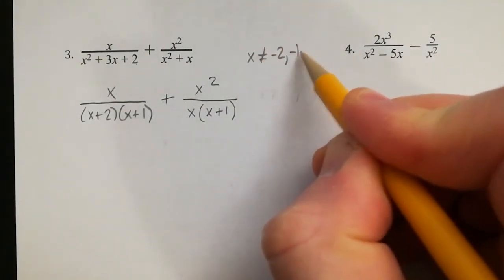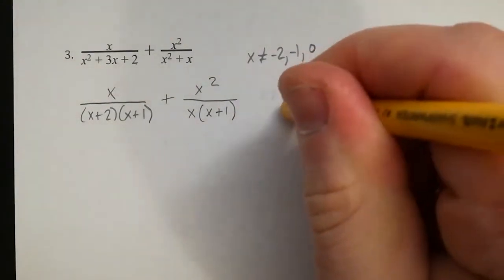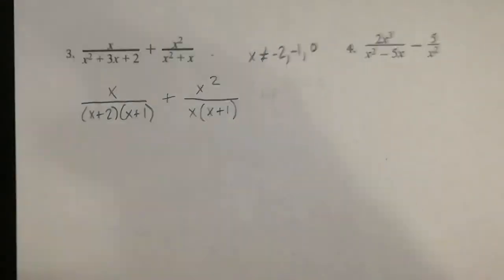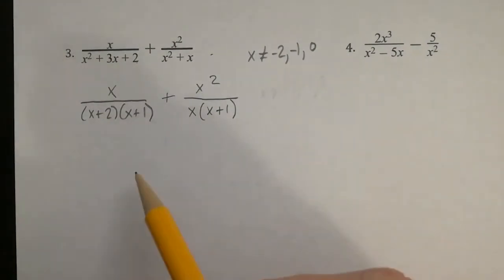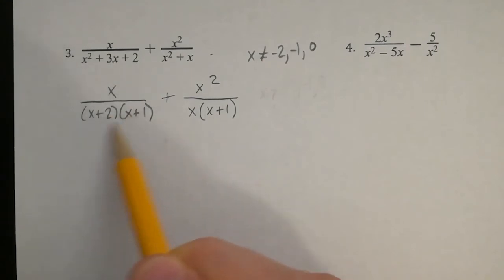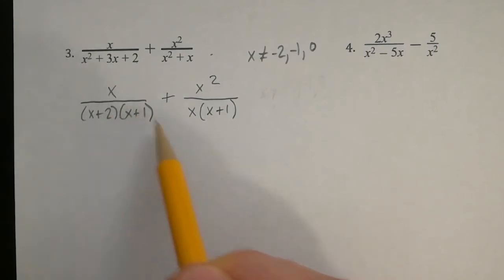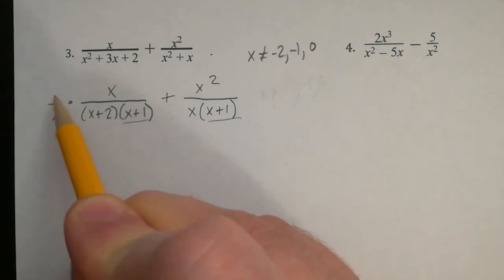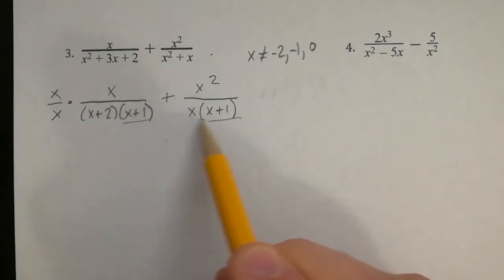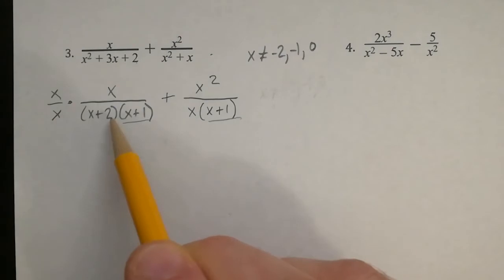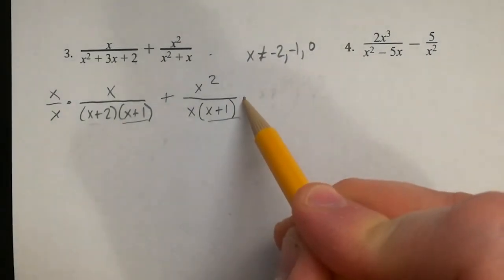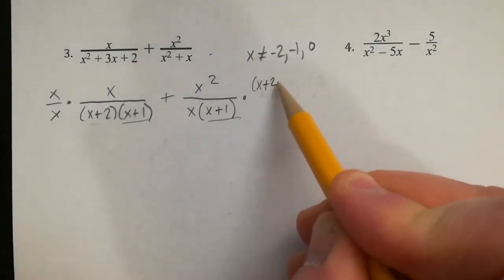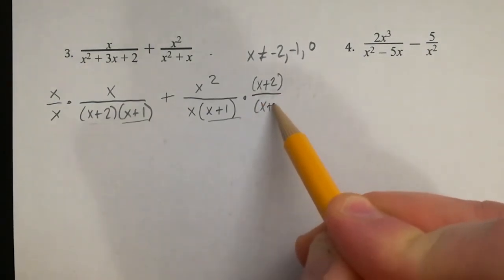So yeah, we'll need to find what's missing in one or both of the denominators in order to get a common denominator. Looking at this first denominator, it has the x plus 1, like this one does. That's what they have in common, but this does not have an x. So we're going to have to multiply this fraction by x over x. And this one is missing the x plus 2, so we need to multiply that by x plus 2 over x plus 2.